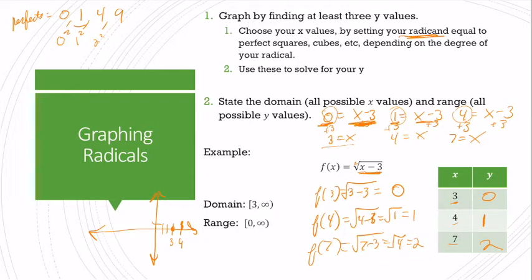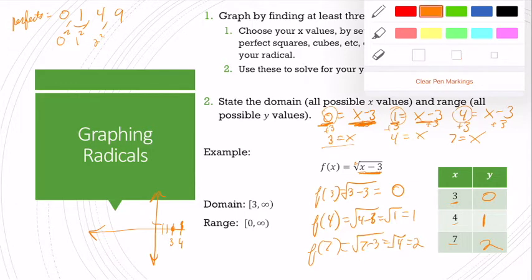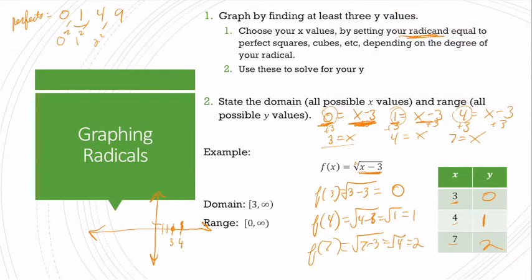And when x is 7, we erase a little bit to make our coordinate plane even bigger. When x is 7, I have that y is 2. So here is what my beautiful radical looks like. It's always going to look like a little bit of an arm.